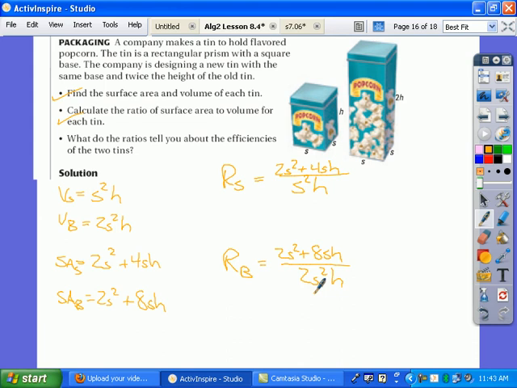So it would be ideal if we had a common denominator. It's really not that hard to get one. So look, this is S squared H. This is 2S squared H. So if I could just get rid of that 2.